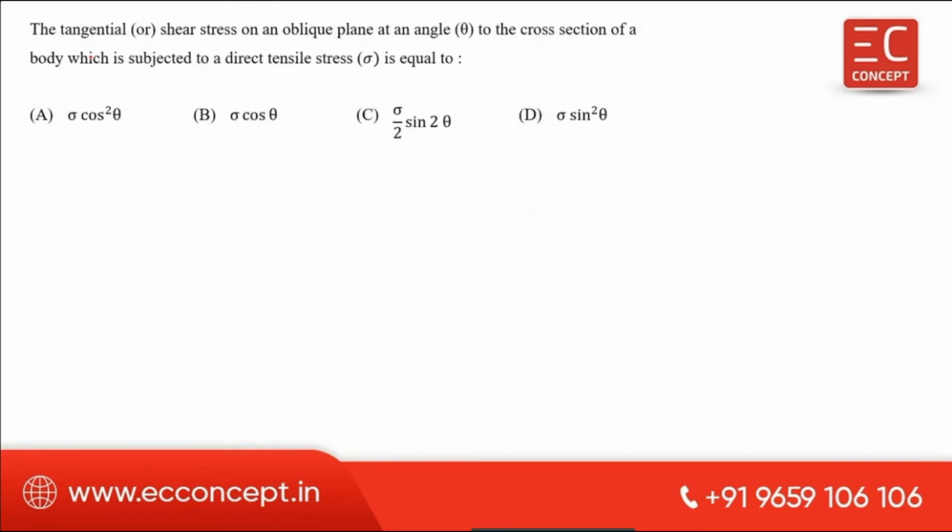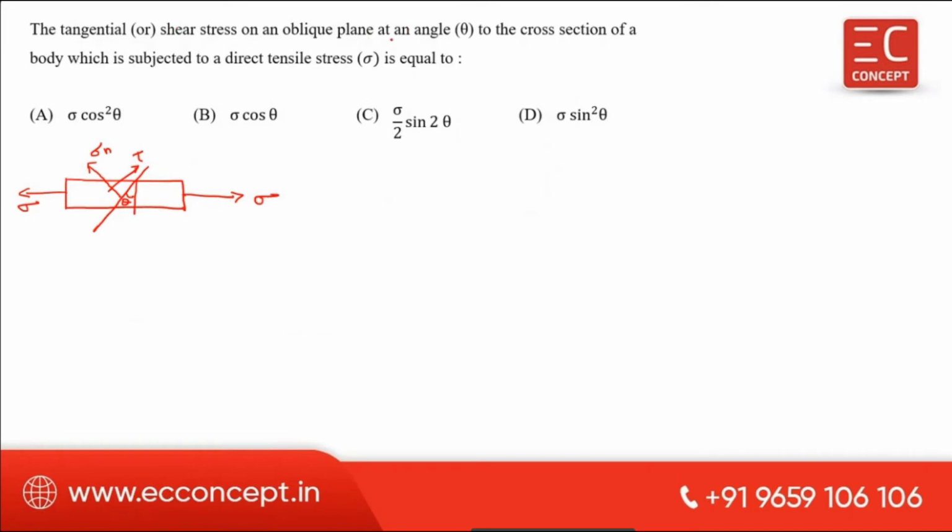Next one. The tangential or shear stress on an oblique plane theta to the cross section of a body which is subjected to a direct tensile stress sigma. Here the direct tensile stress sigma is acting, and they are asking what is the tangential or shear stress. We know that this is the normal stress and this is the shear stress tau at an angle theta, with respect to sigma.